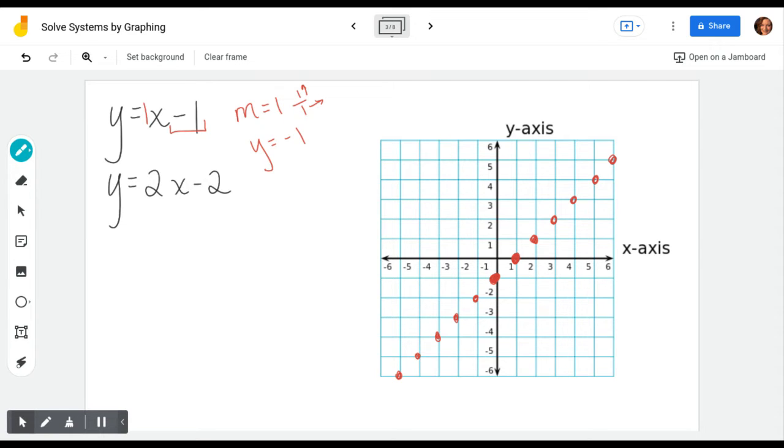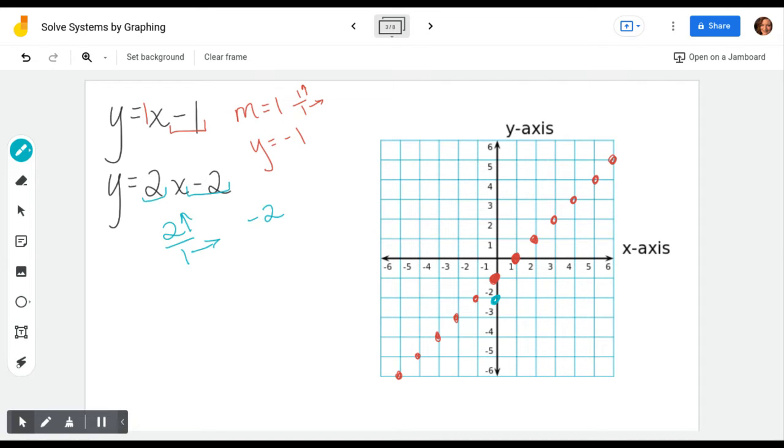So my second equation, my slope is a 2. I'm going to make that 2 over 1, and that means up and right because it's positive. My y-intercept is at a -2. So I'm going to come down here to a -2 on the y-axis.